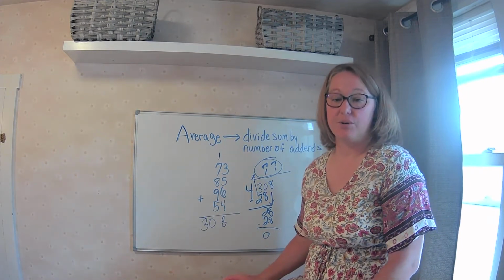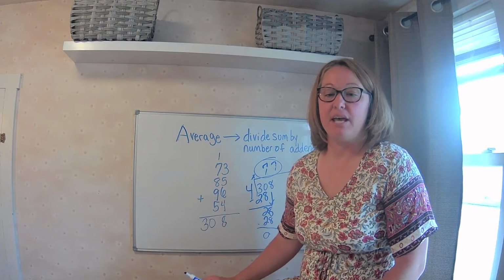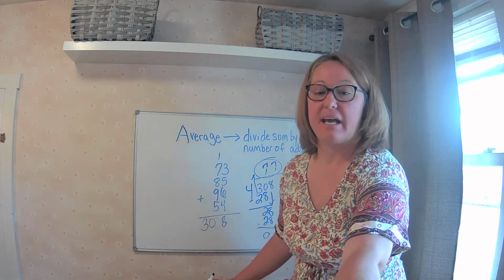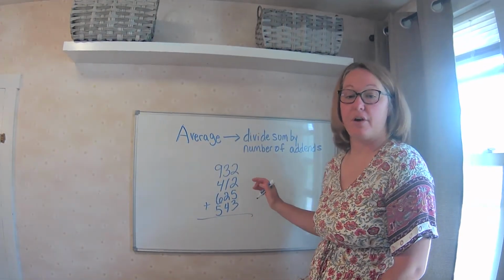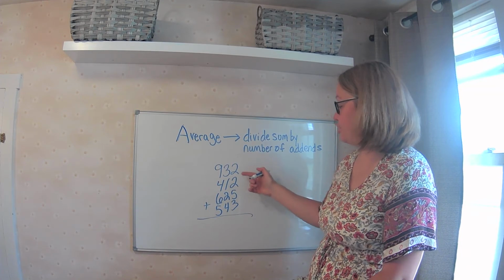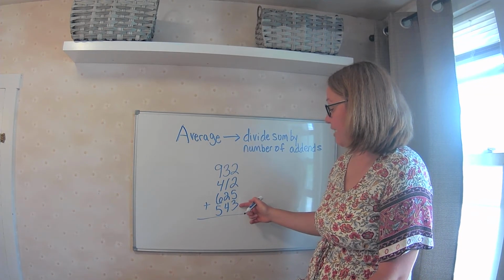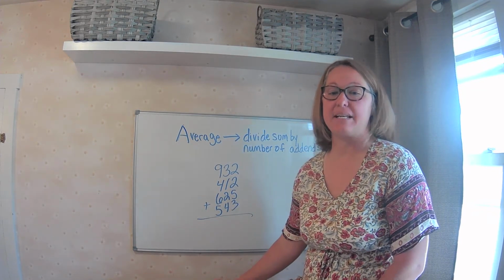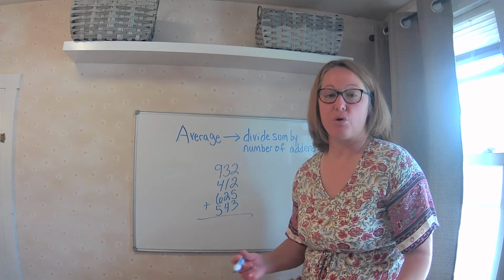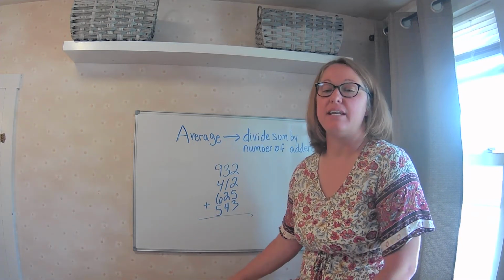We're going to work on doing one more. Again, we're going to take the numbers, add them up, and then divide our sum by the number of addends. All right, so our new problem is 932 plus 412 plus 625 plus 543. I'm sticking to 4 addends at this time just for practicing, but you could have more or fewer addends. The key is you just have to count how many addends you have and divide by that number.